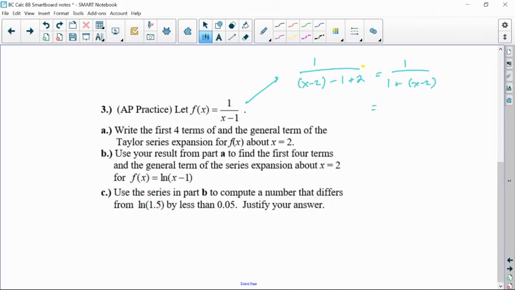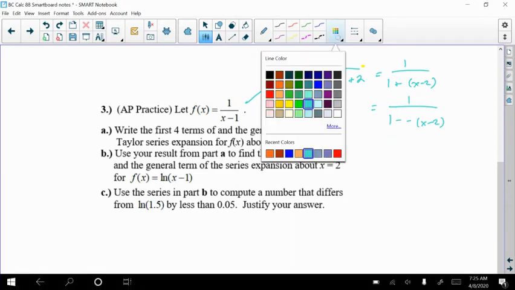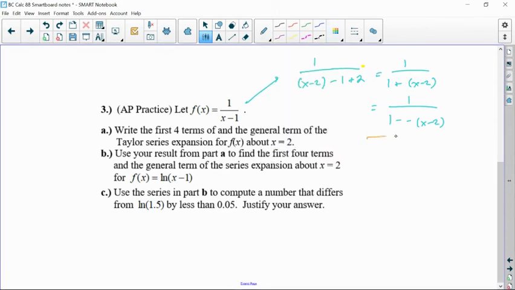And so then to get that minus r, don't forget we just do a double negative, minus negative x minus 2. So there's my function that's centered about x equals 2. So if I'm going to write the Taylor series for that, remember if you have a over 1 minus r, that is equal to the infinite series, summation n equals 0 to infinity of a r to the n. That's our geometric series.